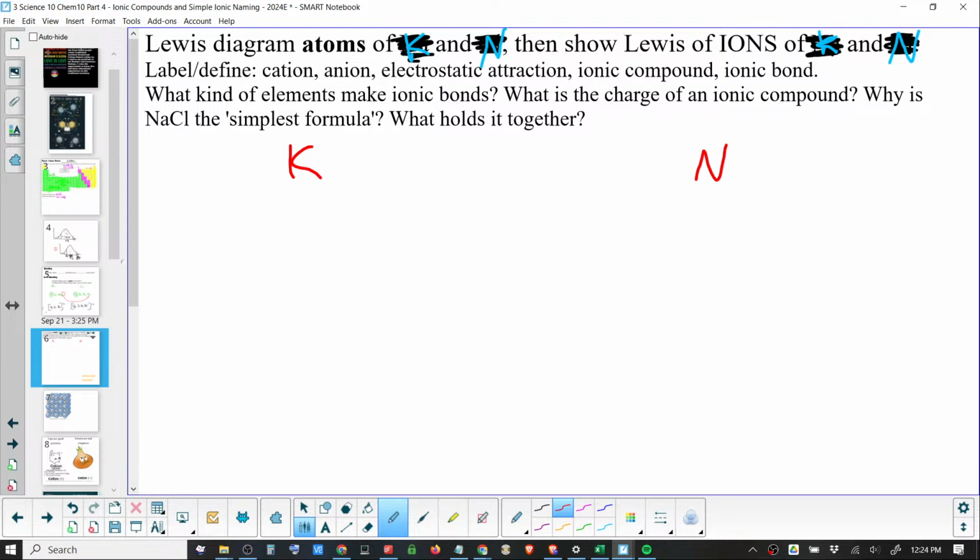If you take it away, it's just empty, so just make it 0. I see what you did. So what do you need to do to become stable? A full valence shell. Is this an ionic compound or an ionic bond? There you go. What's the difference?